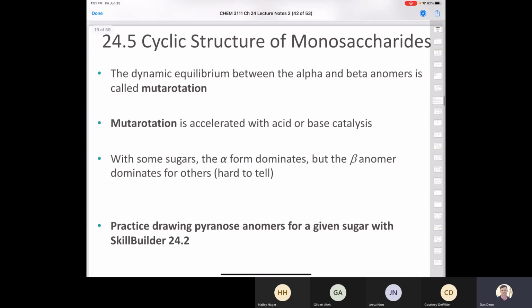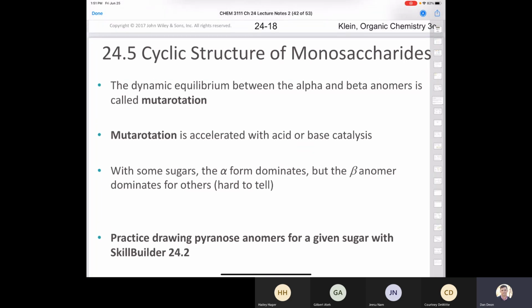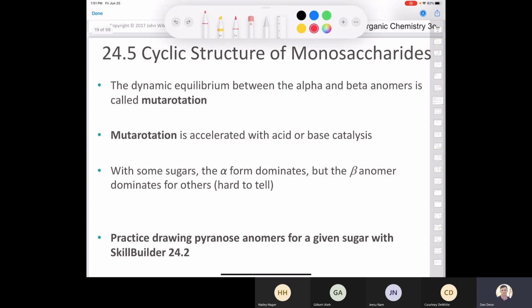All right, so again, the dynamic equilibrium between the alpha and the beta, we call that mutarotation. It can be accelerated in the presence of acid or base, so it can be sped up a little bit. And it says here, like I was just telling you, that you can't tell which one is going to predominate. For some sugars, alpha is going to predominate. For others, beta will predominate. There's no way to predict just by looking.